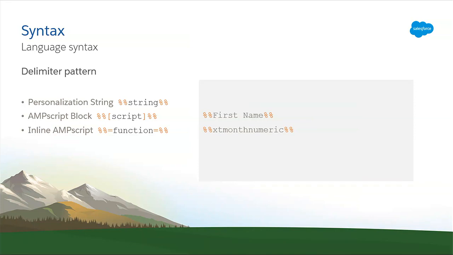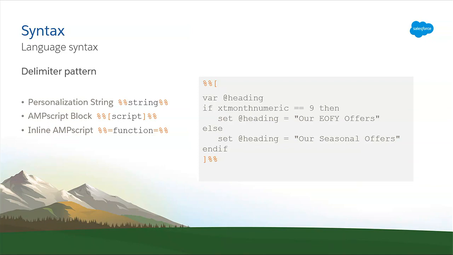Similar to personalization strings, AMPscript also uses these double percentage marks, which are also enclosed in these bracket delimiters for something called AMPscript blocks, or equals characters for inline AMPscript. And all AMPscript code must be surrounded in matching opening and closing delimiter patterns, otherwise the code within it will be ignored. So let's discuss the differences between AMPscript blocks and inline AMPscript. With AMPscript blocks, these define the code for interpretation, but do not display an output.